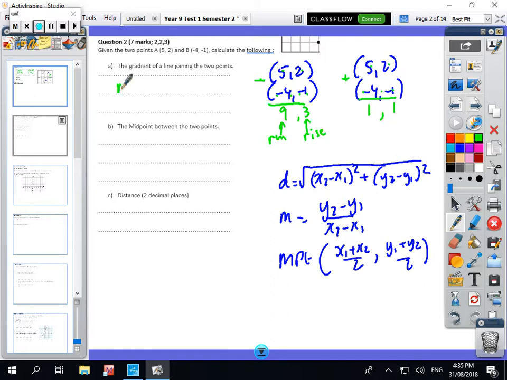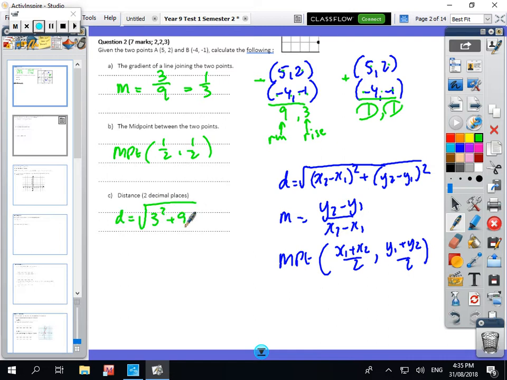So the gradient is the rise over the run, which is a third. The midpoint is those two numbers divided by 2, and the distance is the square root of those two numbers squared. 3 squared is 9, 9 squared is 81, 9 plus 81 is 90, square root of 90.